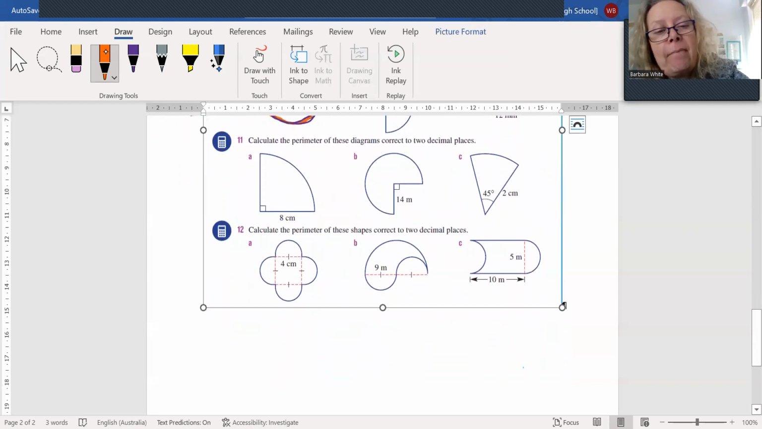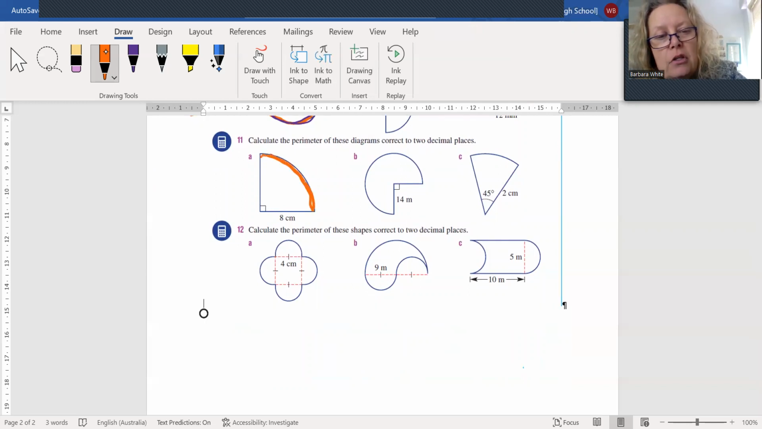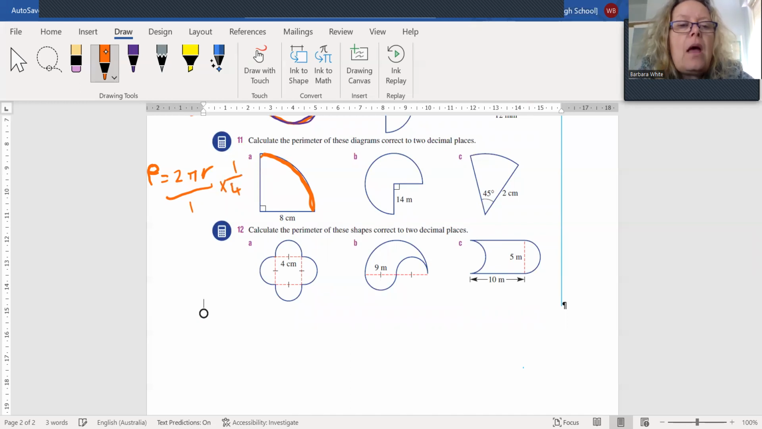This one here, it's part of the circumference of a circle. How much of a circle is that? Not circumference, we're finding perimeter. Perimeter is 2 times pi times radius, and that's a quarter of a circle. So we can times by a quarter or divide by 4. It's times by a quarter this time, times by 1/4. Plus 8 centimeters here, that's the radius, and another 8 centimeters there.